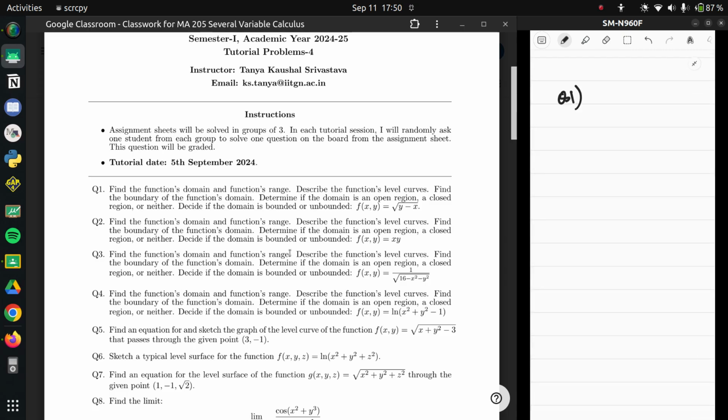Right, question one. Question one is find the function's domain and the function's range. Describe the function's level curves. Find the boundary of the function's domain. Determine if the domain is an open region, closed region, or neither. Decide if the domain is bounded or unbounded.